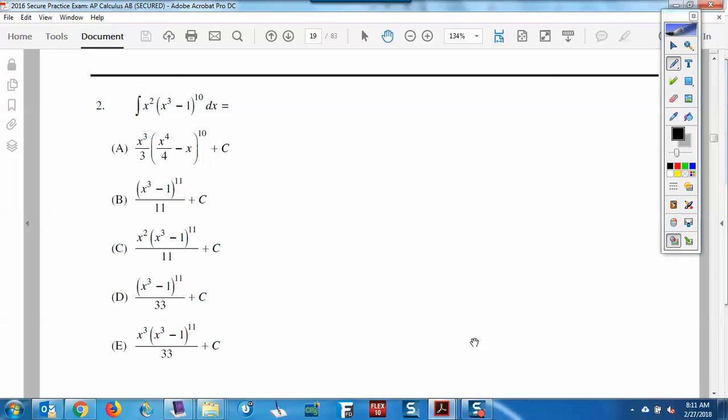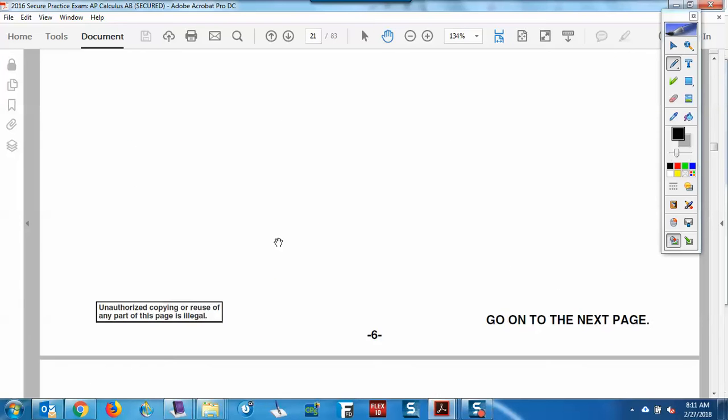Problems from the 2016 AP test. I think it's the international test. Just some quick thoughts. What comes to mind right away on this one? Let u be x cubed minus 1. That would be a nice u substitution. Okay.